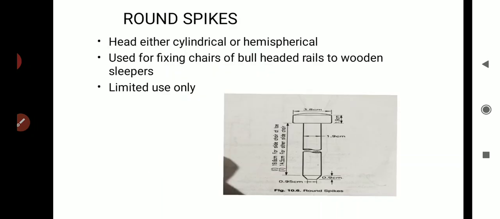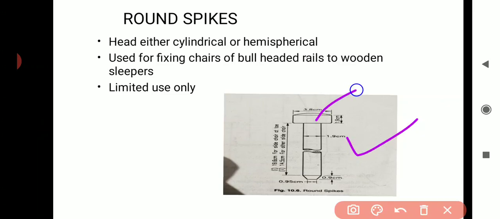Then next come to round spikes. Okay, so this is the round spike. Its head is either cylindrical or hemispherical in shape. Here you can see its head looks cylindrical, or its head may look hemispherical. These round spikes are used for fixing chairs of bull-headed rails to wooden sleepers.